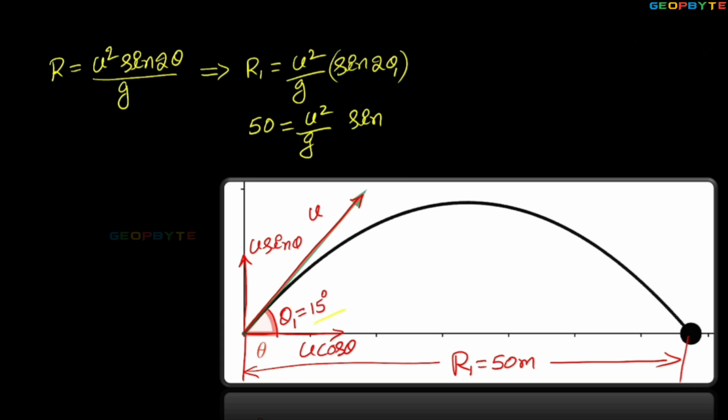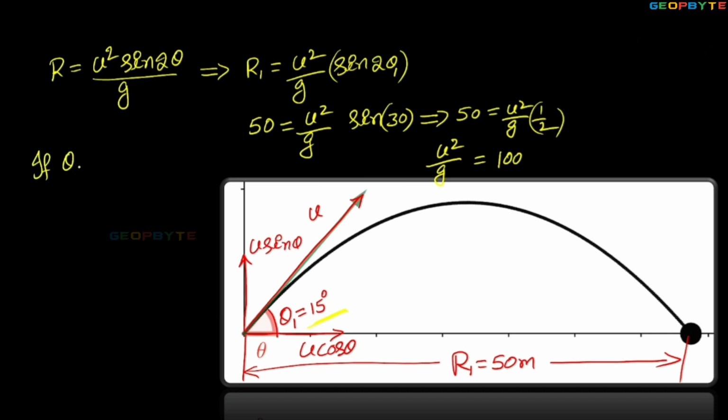sine, since theta 1 is 15 degrees, 2 theta 1 is 30 degrees. Sine 30 equals 1 by 2. From this I can write that 50 equals u square by g into 1 by 2, because sine 30 equals 1 by 2. From this, u square by g equals 50 into 2, that is 100.